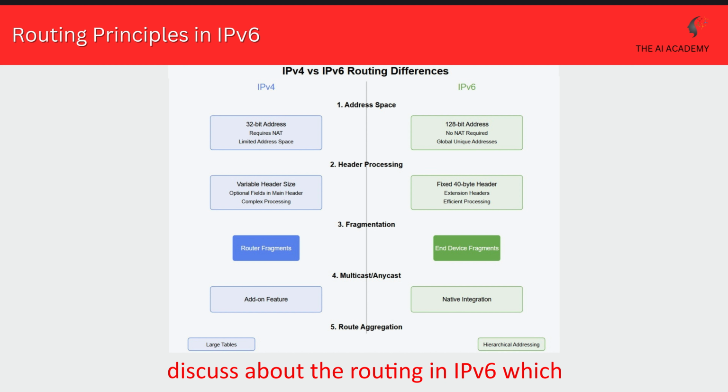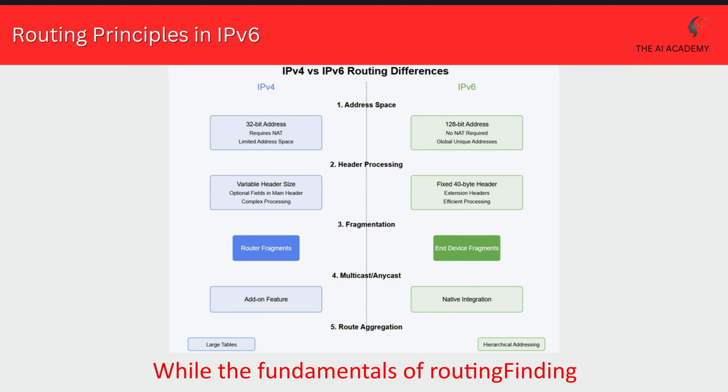We will now discuss routing in IPv6, which is built upon the principles established in IPv4 while addressing its limitations. It leverages IPv6's enhanced design to simplify routing and ensure scalability, efficiency, and security. Let's explore the differences between IPv4 and IPv6 routing.